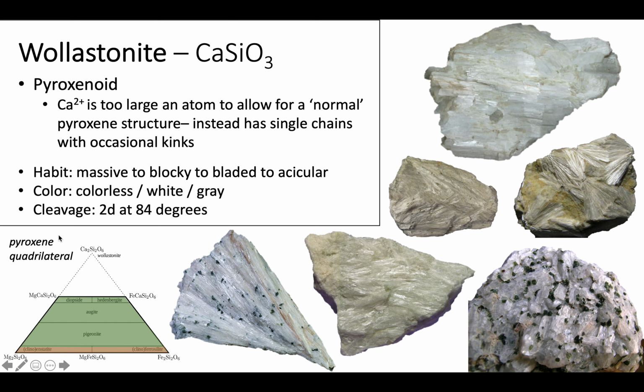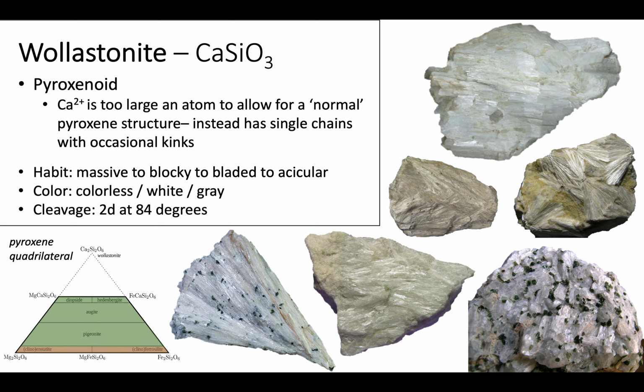So wollastonite is usually going to be massive, blocky, bladed, or acicular, so usually these fairly thin crystals. They're going to be colorless, white, or gray, and the cleavage, again, like pyroxenes, is going to be about 90 degrees, but interestingly, it's actually slightly less than 90 degrees compared to other pyroxenes.